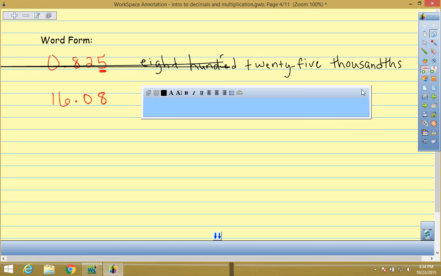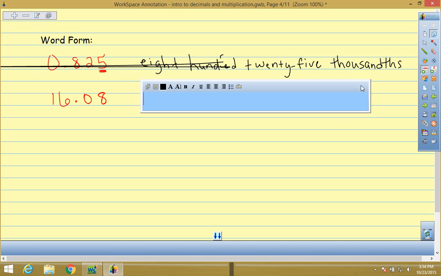Okay, let's look at this one together. So the first whole number, and remember the numbers to the left of the decimal are whole numbers. So we have 16, and remember that when we see the decimal we say "and," not "point." And 8 hundredths. It's not hundreds, it's hundredths. So if you got that right, go ahead and give yourself a quick pat on the back. Good job. Okay, let's do one more together.